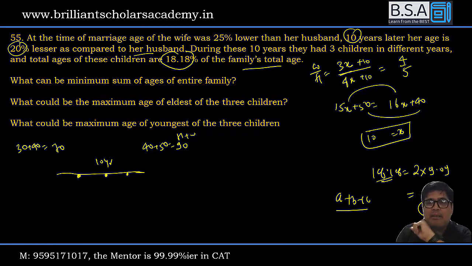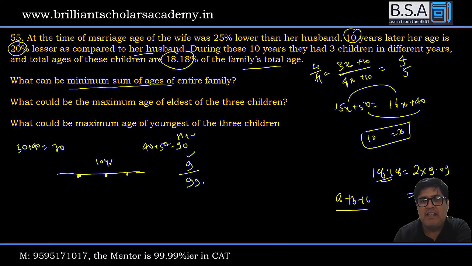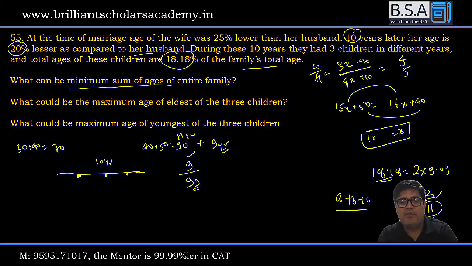What is a multiple of 11 above 90? What multiple of 11 is there? 99. What do you want? You want their ages to be minimum in one of the questions. So if I go with 9, the family age is 99. That means the combined age of the three children is 9 years. Is this part clear to you guys?